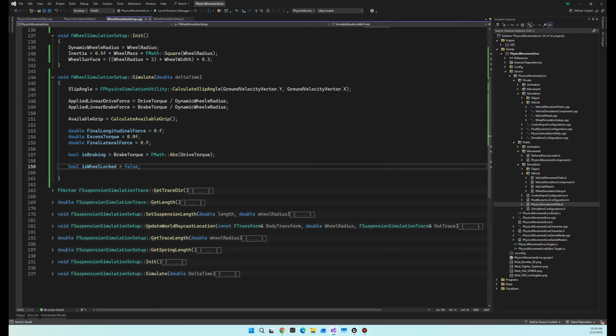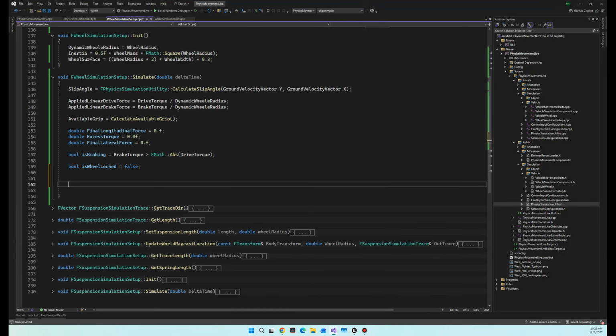All right, and then we also want to set the is wheel lock in case the wheel is going into a full wheel lock.